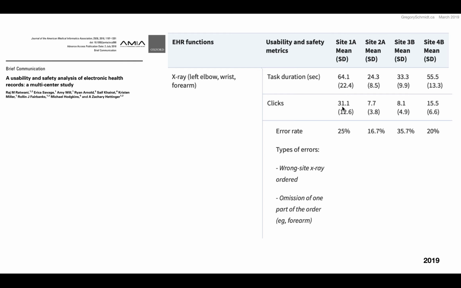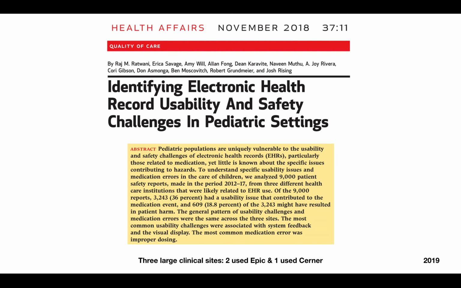And so these are very common orders which Dr. Ratwani has studied in his paper here. And it's important to realize that if you had to put in more complicated orders or more rare orders, it's probably only going to take longer, and it's probably only going to have a higher rate of mistake associated with it.